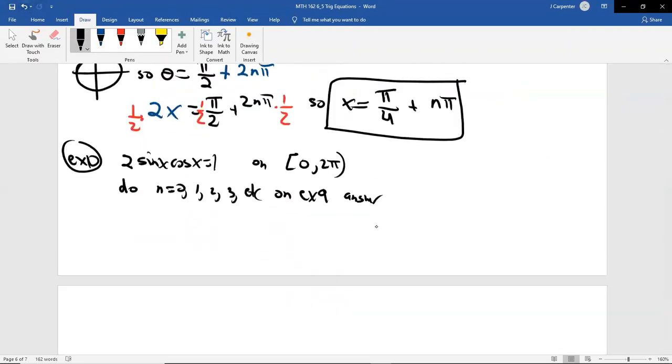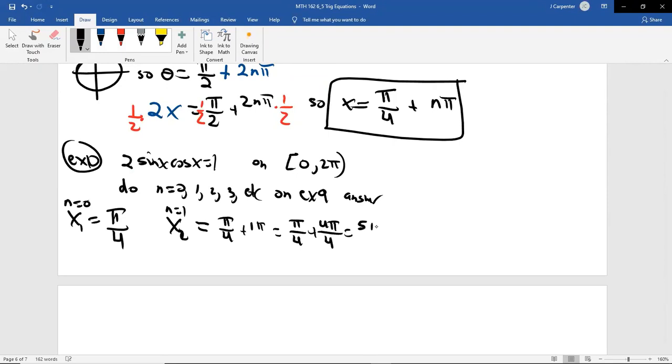So x1, which is n equals 0. Some people might call that x sub 0 to match, and that's okay. It doesn't matter the order of them. That's just going to be pi over 4 plus 0, which is pi over 4. Second solution, which would be n equals 1, would be pi over 4 plus 1 pi, which is pi over 4 plus 4 pi over 4, which is 5 pi over 4. And that's not too big.